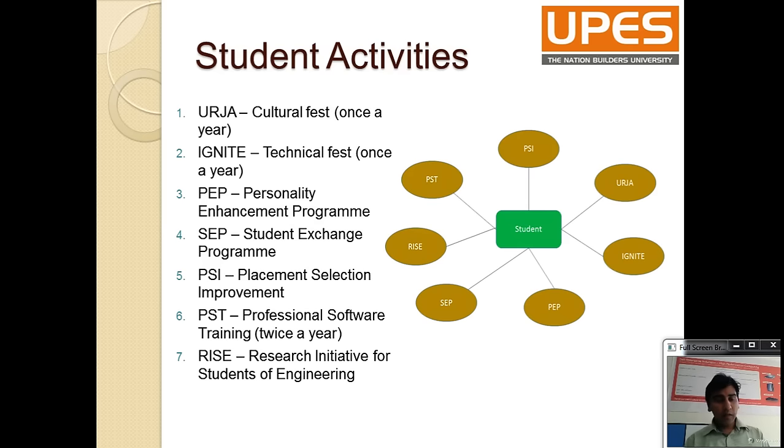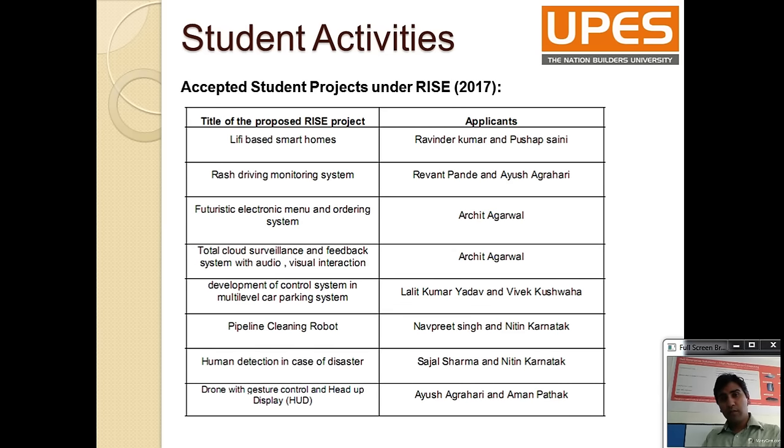If a B.Tech student applies for a RISE project, the funding is 25,000 rupees per project, and if an M.Tech student applies for a project at the postgraduate level, the funding is about 35,000 rupees per project. To talk more about RISE, I would like to show you the list of projects that we have accepted for the year 2017, and we have funded them so that they can complete them, and in due course of time we'll have these projects ready at our campus.